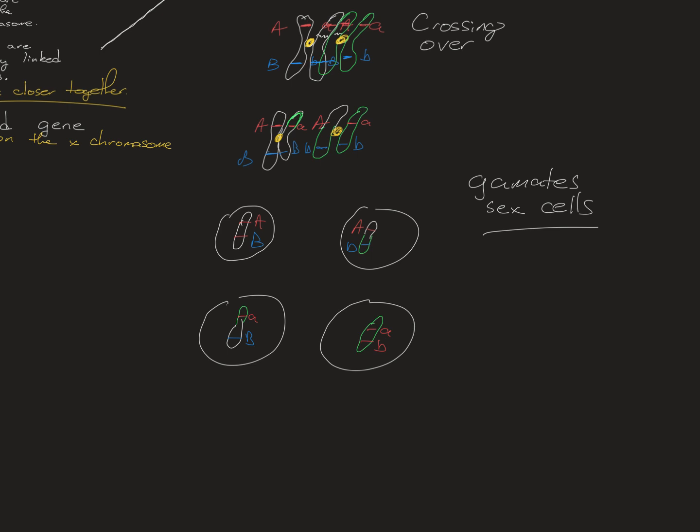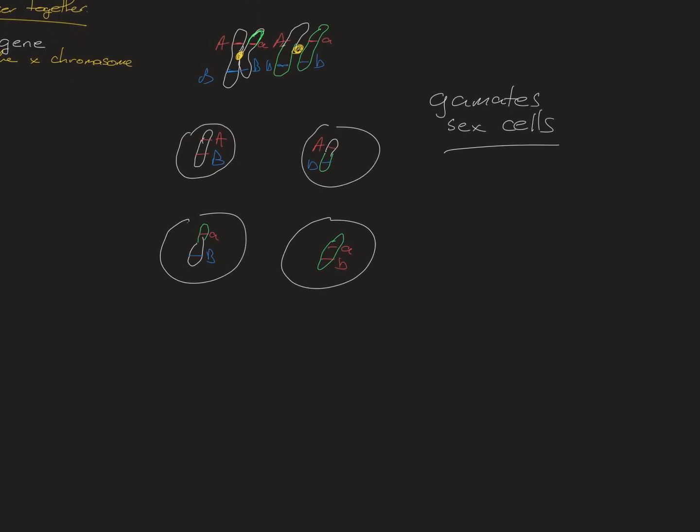So now, this parent can now give the genes for tall and the genes for blue. This parent can give the tall and the genes for white. This parent can give the genes for short and the genes for blue. And this parent can give the genes for short and white. The genes for.